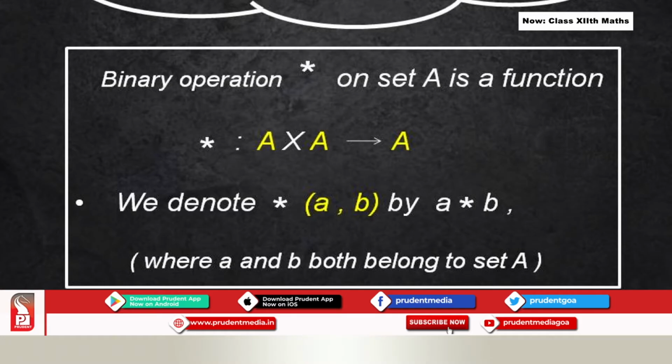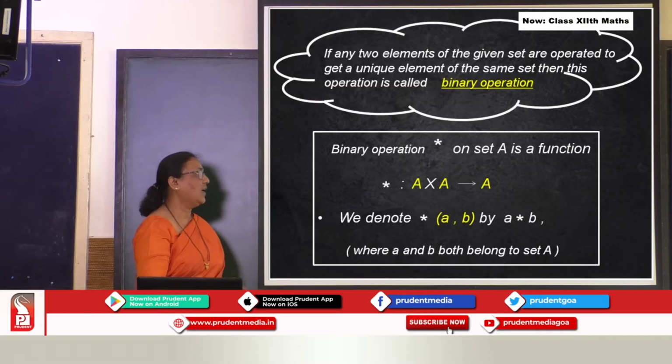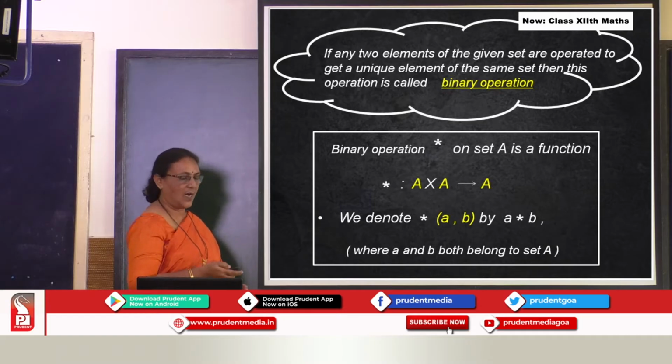So binary operation is a function. Note this, binary operation is a function from A cross A to A. So star of A comma B is the same as A star B.